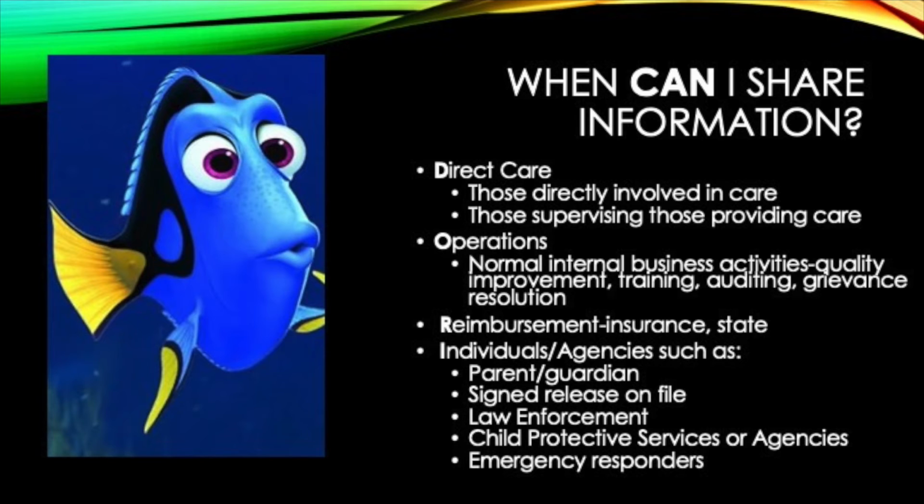R is for reimbursement. From the reimbursement side, which may be from the insurance or may be from the state, that is a legitimate reason to share information. And I is for individuals or agencies. A parent or guardian should have access to their child's information or PHI on file. If there is a signed release on file, perhaps they know that someone else is going to be coming to pick up their child or maybe calling to check in on them, as long as there is a signed release and we can identify the person we are speaking to, we can share information. Other individuals and agencies that we should be able to share information with would be law enforcement, child protective services or agencies, and emergency responders.